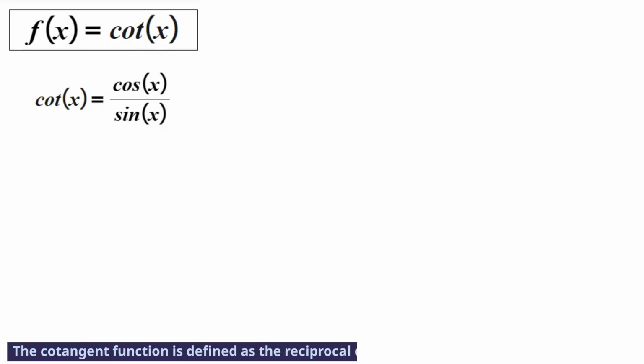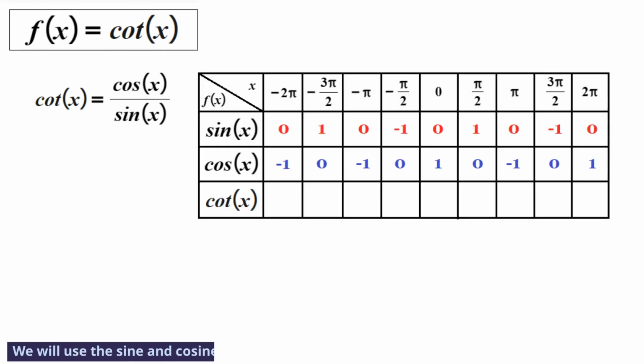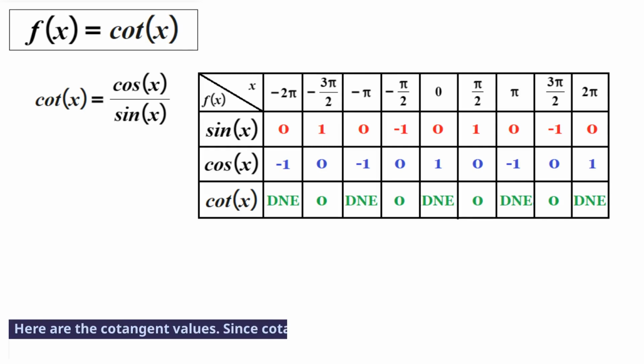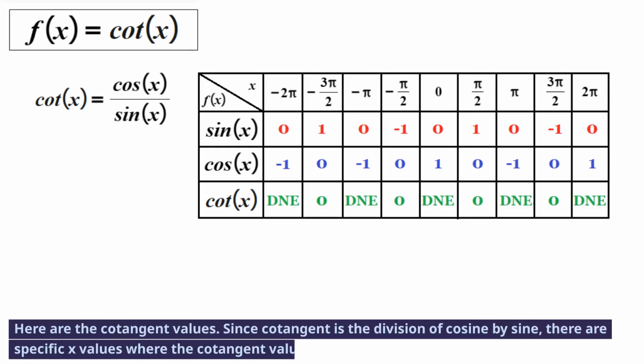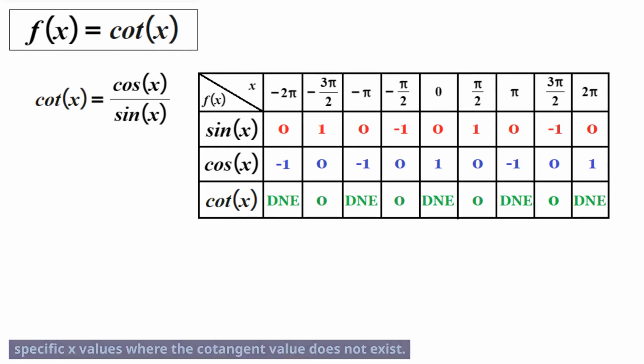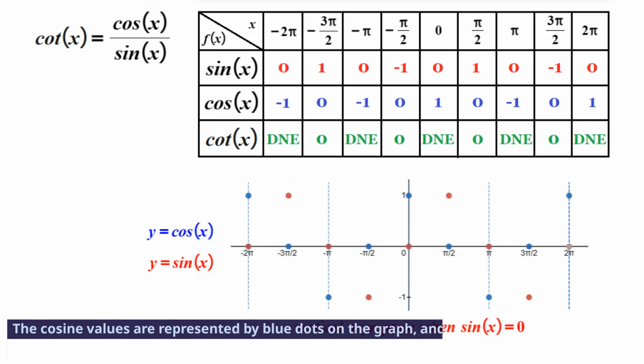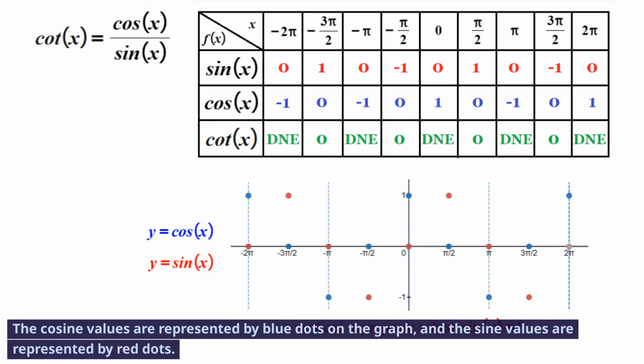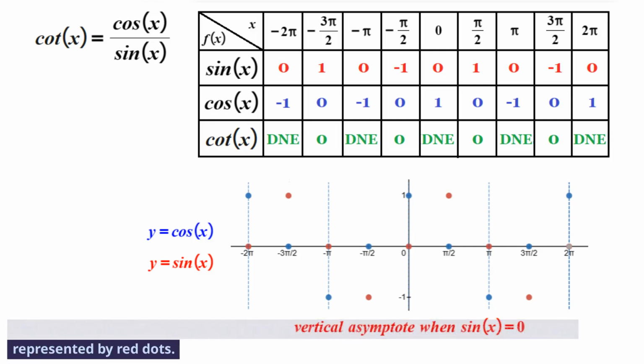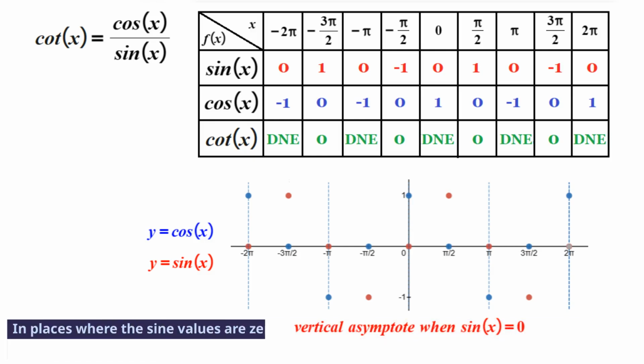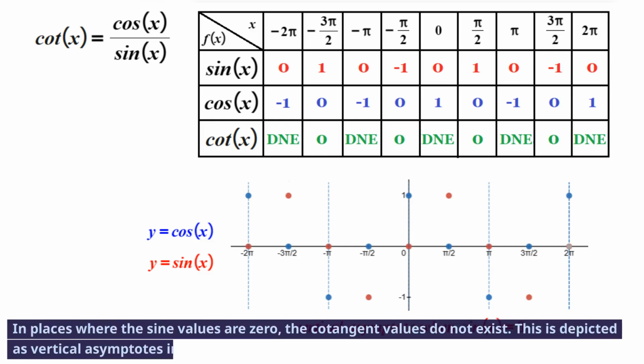The cotangent function is defined as the reciprocal of the tangent function. We will use the sine and cosine values we calculated earlier. Here are the cotangent values. Since cotangent is the division of cosine by sine, there are specific x values where the cotangent value does not exist. The cosine values are represented by blue dots on the graph, and the sine values are represented by red dots. In places where the sine values are 0, the cotangent values do not exist.